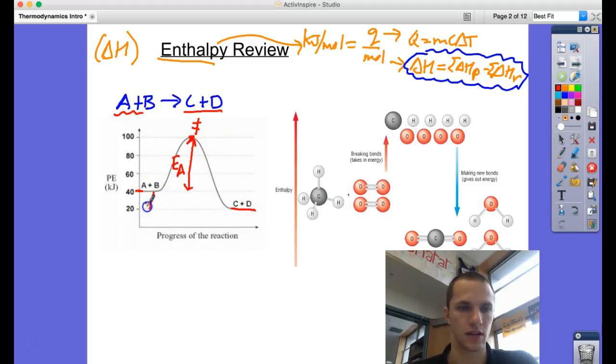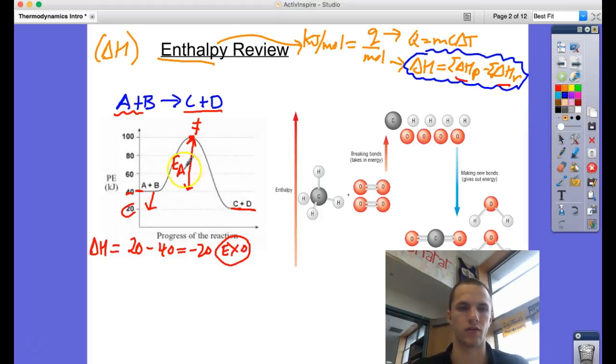And in this case, since the final energy is less than the original, 20 and 40, if we were calculating delta H of products minus reactants, 20 minus 40 gives us negative 20, which in this case we know means the reaction is exothermic. That should sound very familiar.